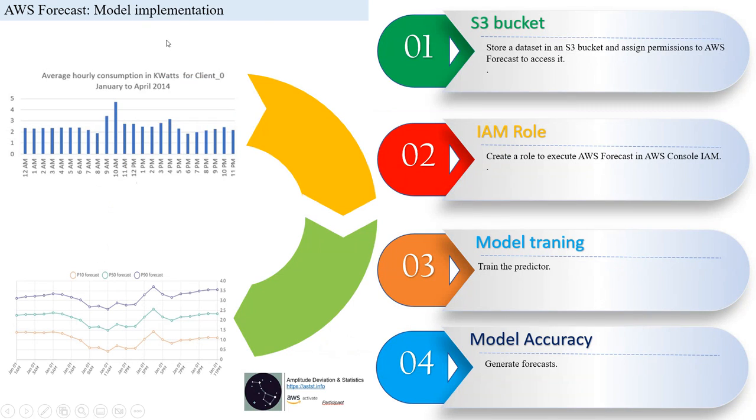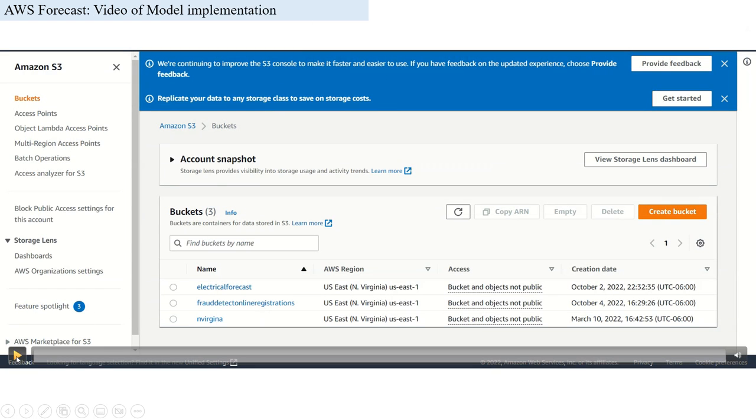So the model implementation is that first we have to create an S3 bucket in AWS. We have to store the dataset in the S3 bucket. Then we have to define an IAM role to use in the AWS Forecast. We do the model training, we do the training predictor, and then we generate the forecast with the model accuracy. So these are all the steps that we have to implement to use Forecast in AWS. We are going to see a video of how we do the implementation.